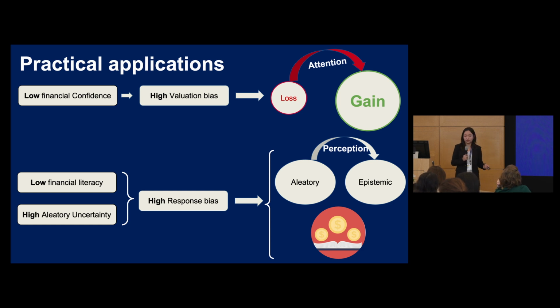So how can we make rational decisions? If you have a very high valuation bias, what can you do? You can shift your attention from loss to gain to reduce your valuation bias. What if you have a very high response bias? You can either change your perception of the uncertainty from aleatory to epistemic, or you can increase your financial literacy level to reduce your response bias. By doing this, we are hoping to help people make more rational decisions when making investment decisions.